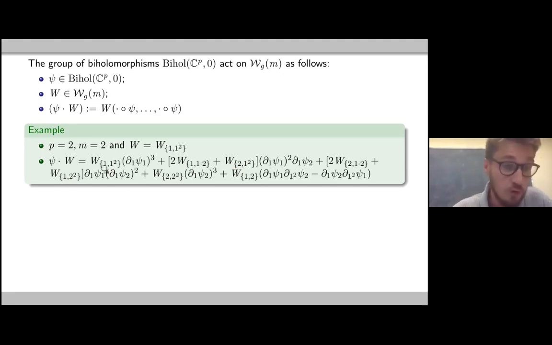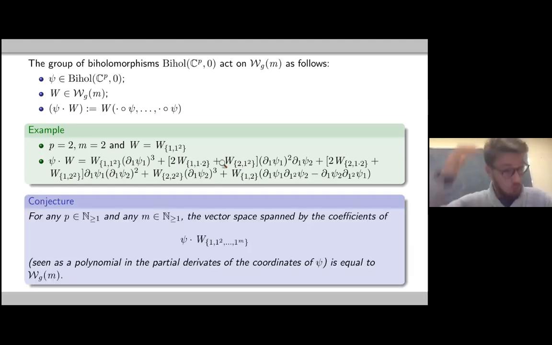And so, for instance, for this case, p equal m equal 2, we have 3 pure ones and 2 other ones. So actually we can show that the space of geometric generalized Wronskians is of dimension 5 in this very particular case. And so a conjecture that I'm actually working on at the moment is the following: for any integer p and any m, the vector space spanned by the coefficients of this, where we do exactly the same thing but in greater generality and have something much bigger, should be equal to the vector space of geometric generalized Wronskians.